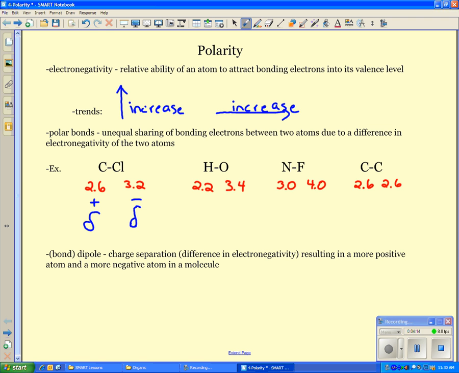Next example, the hydrogen and oxygen. Again, the higher number gets the negative. So our oxygen would be considered delta negative. The hydrogen would be considered the delta positive. Next example, nitrogen and fluorine. Fluorine has the higher number, so it has the delta negative symbol. The nitrogen gets the delta positive. And for our carbon-carbon bond, where they have exactly the same electronegativity, we wouldn't label those with deltas at all. They would just be left blank.